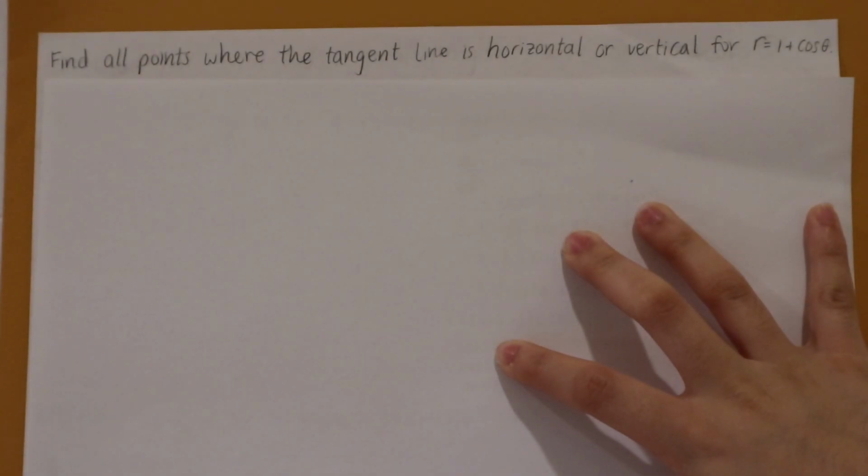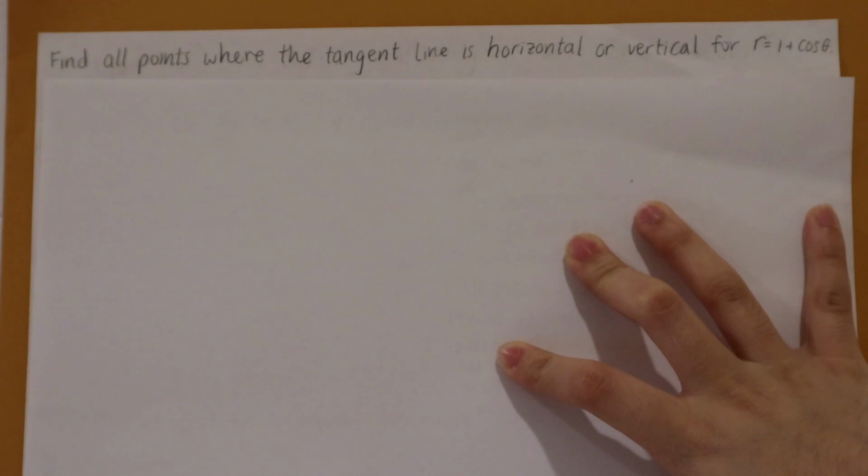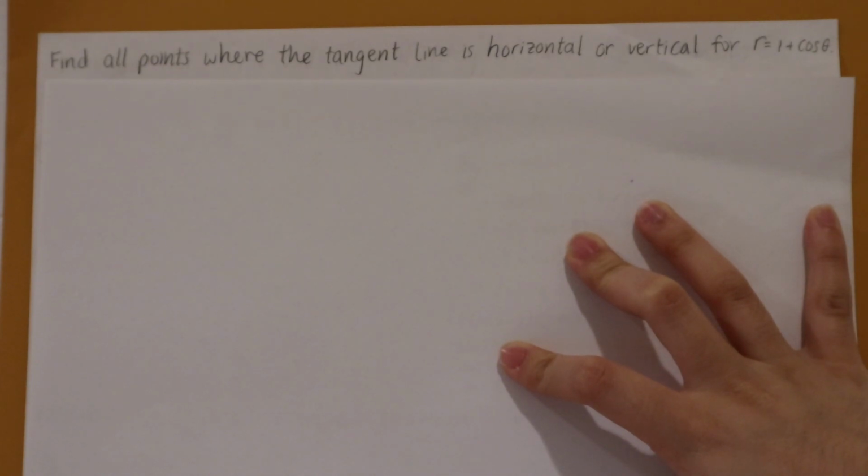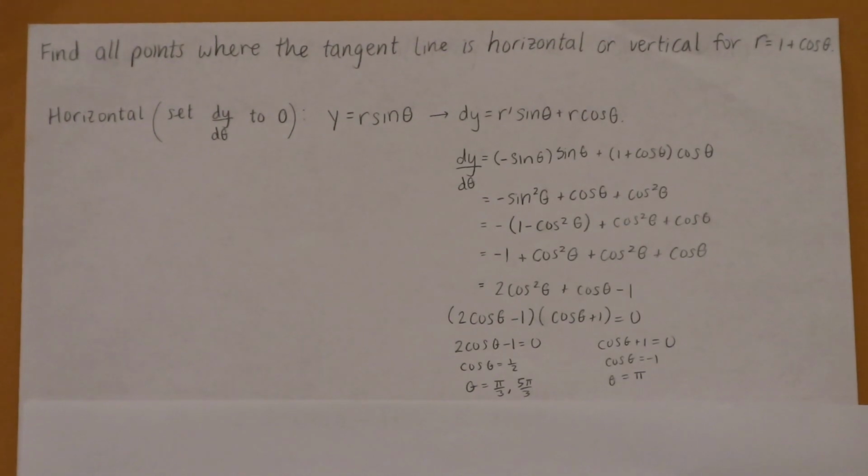The third question asks for the horizontal and vertical tangents of r equals 1 plus cosine theta. Recall that an expression has vertical tangents when the denominator equals 0 and horizontal tangents when the numerator equals 0. So to find the tangent line, we need to find dy dx. The vertical tangent lines are when dx equals 0 and the horizontal tangent lines are when dy equals 0. So first, let's find dy.